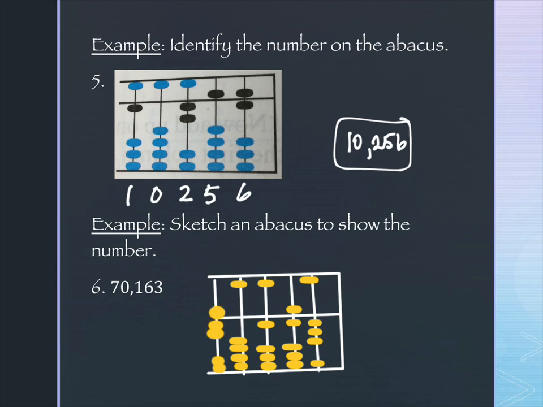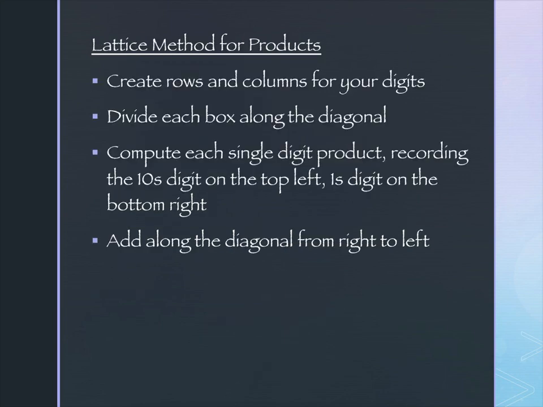Okay, there's one more thing that we're going to take a look at in this section. What we're going to look at is something called lattice multiplication or lattice method for products. What this is, it's an alternate way to multiply 2 or 3 or 4, whatever digit numbers. That's what it really is.